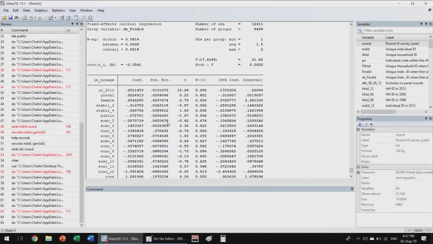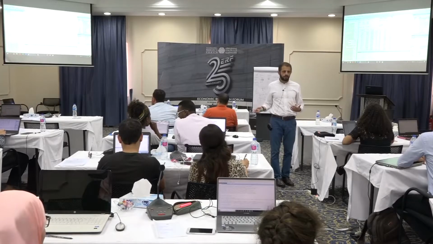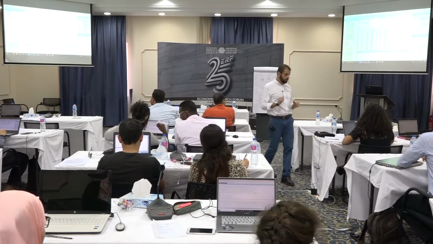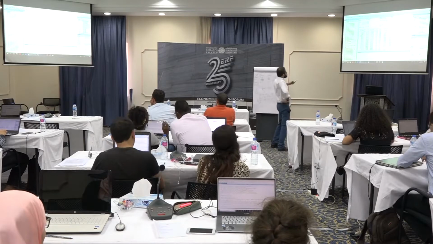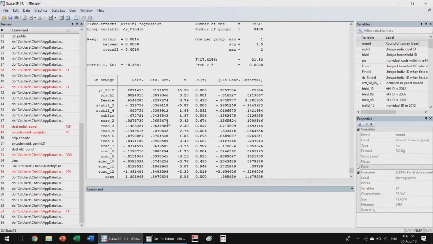The number of groups is the number of individuals that I follow over the 2 years. Okay? Then observation per group, the minimum is 1, the maximum is 2, because for some individuals I observed them only in 1 year, and the values are missing in the second year. But the maximum, it's normal that it's 2 because I have only 2 rounds. Okay? And then we have the R square within, between, and overall.